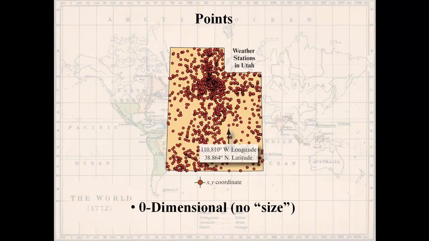A point doesn't have any size, so a point is zero-dimensional. Now a lot of times people will think of dimensions as how many coordinates are required to describe the location. That is a different dimension than this dimension. This dimension is a size dimension. So a point doesn't have a size, so it's zero-dimensional.